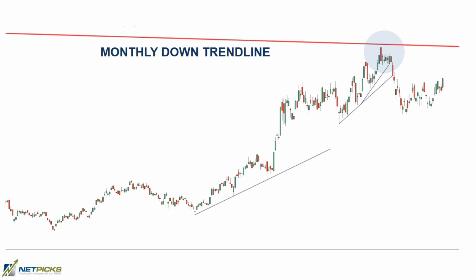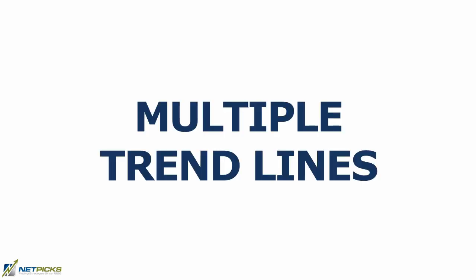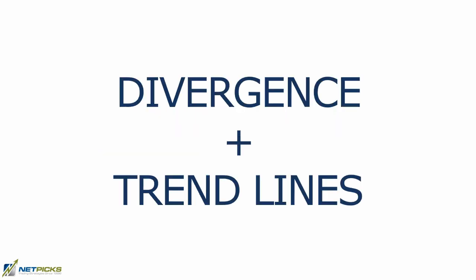At the very least, you would want to watch price action for any weakness if you were in a long trade. Using multiple trend lines is advanced, but you could find more opportunities that you may miss if you're only using one trend line, but you have to be comfortable with counter trend trades.